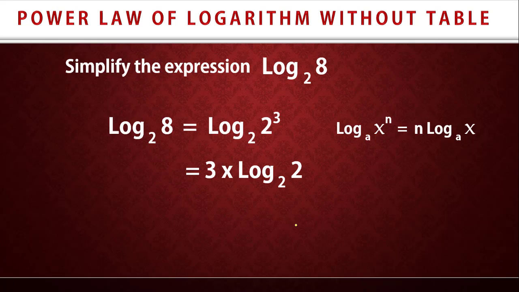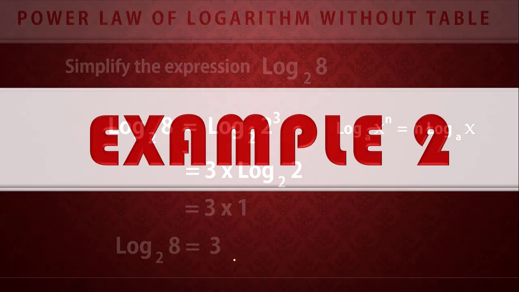For this particular scenario, this one will give us 1, and so we have 3 times 1. What is 3 times 1? 3 multiplied by 1 will give 3. So our log 8 in base 2 finally gives us the answer 3. Good, you're doing great. So let's look at the second example, which is example 2.